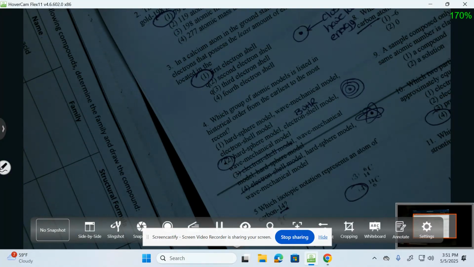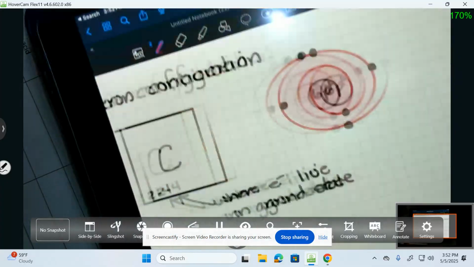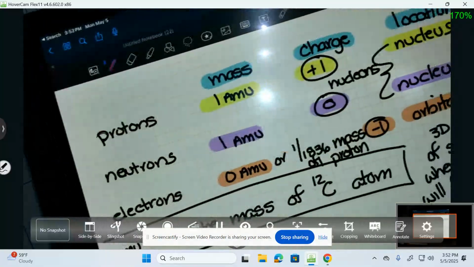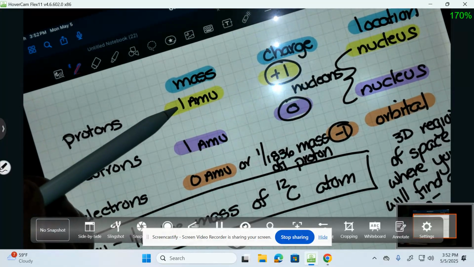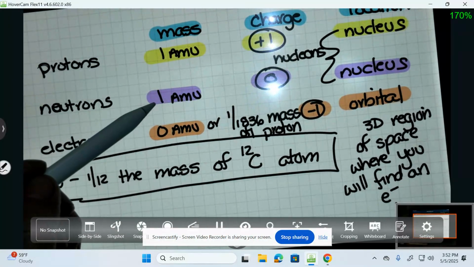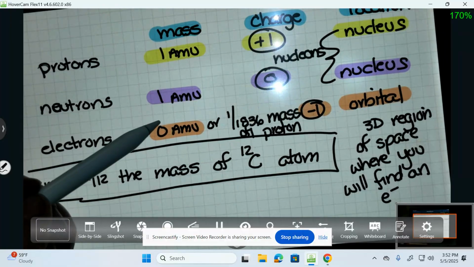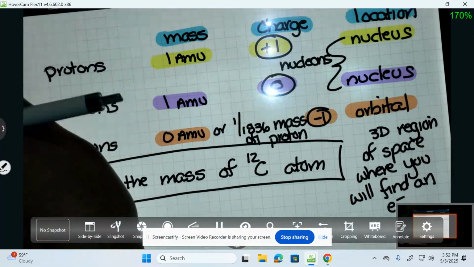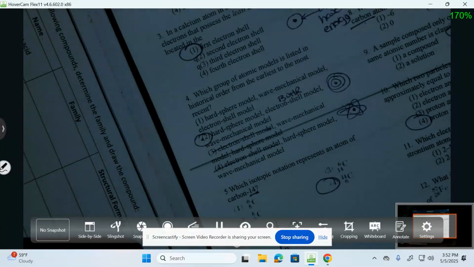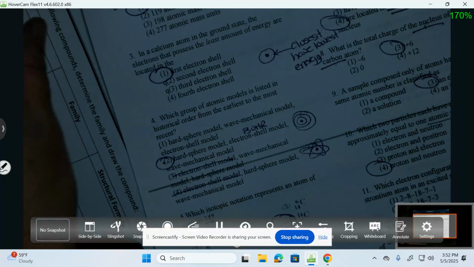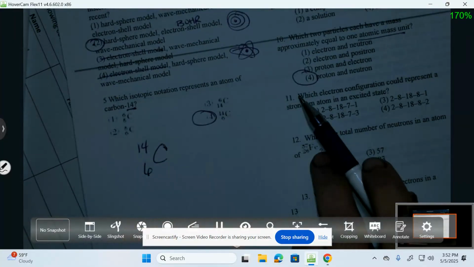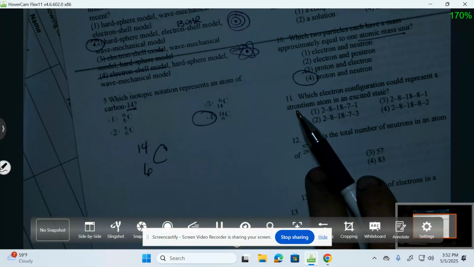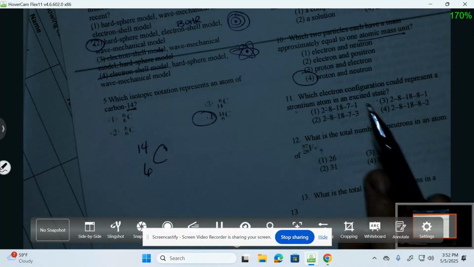All right, let's go back to the chart. Find it. Ah, there it is. Okay. Mass. Protons 1 atomic mass unit. Neutrons 1 atomic mass unit. Okay? So that's this question right here. Which two particles have a mass approximately equal to 1 atomic mass unit? Protons and neutrons.